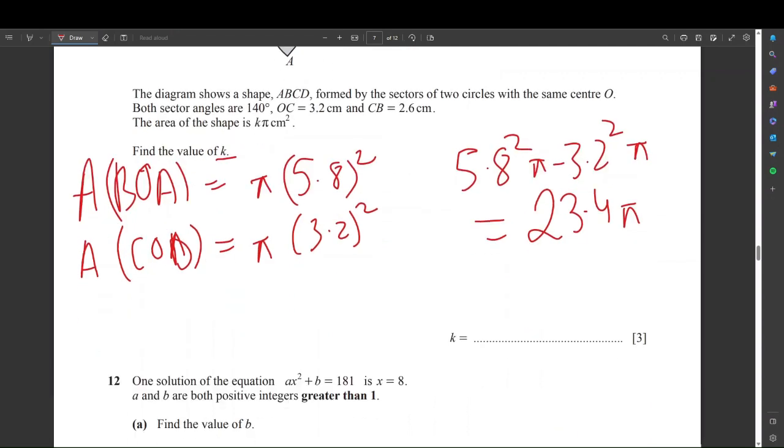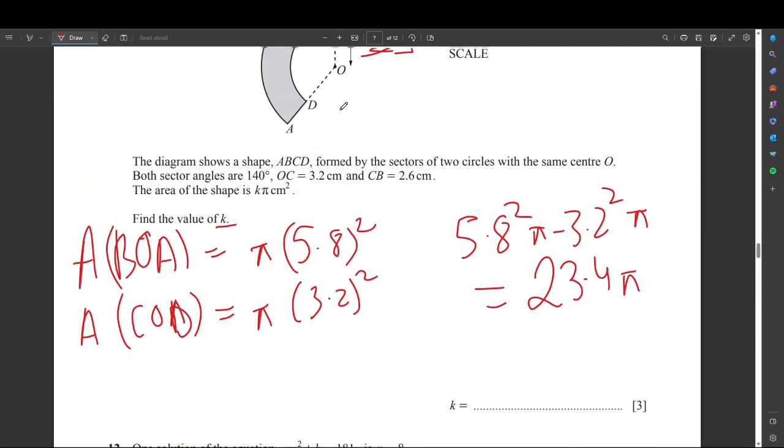We get 23.4 pi. So the units are also matching. So in the end, it's going to be centimeter squared. The pi cancels out from k. We get 23.4.